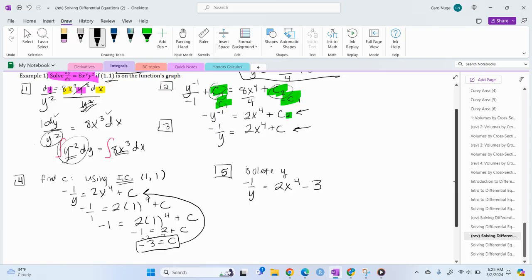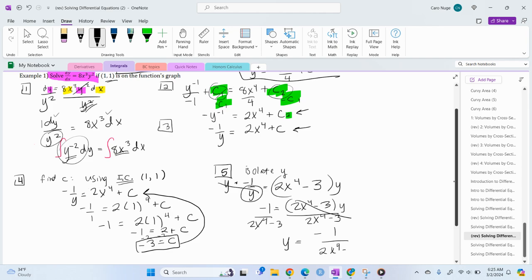Okay, so I need to solve for y here. At this point, let's get y out of the denominator. So we're going to multiply each side by y. And then I have negative 1 equals 2x to the 4th minus 3 times y. And then we're almost done. Let's just divide by this here, 2x to the 4th minus 3. So, all right, what does y equal? I like putting the y on the left. So negative 1 over 2x to the 4th minus 3.